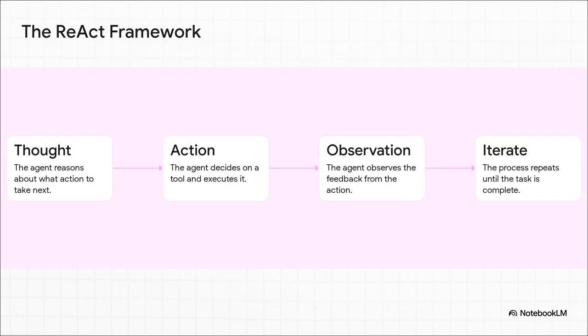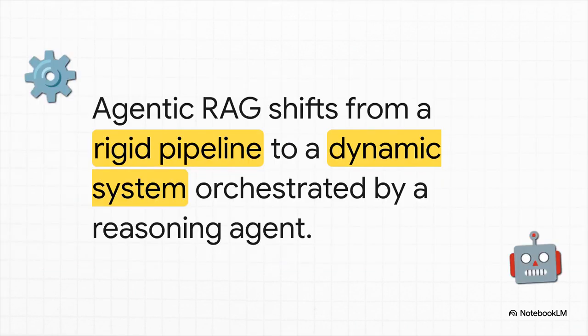One of the big frameworks for this is called ReAct, which, you guessed it, stands for reason and act. It creates a kind of thinking loop for the AI. First, it has a thought about what to do next. Then it takes an action, like using one of its tools. It observes the result of that action, and then it thinks again, repeating this whole cycle over and over until the job is done.